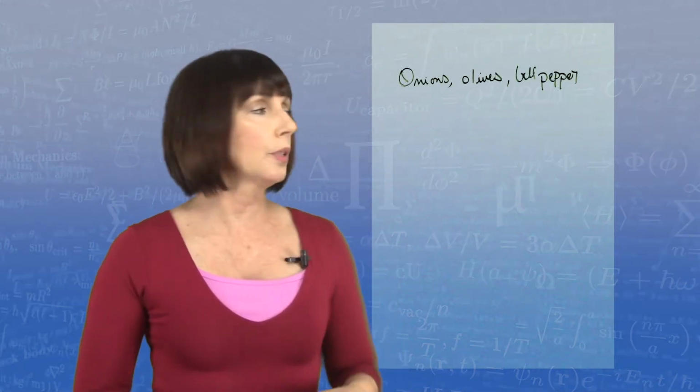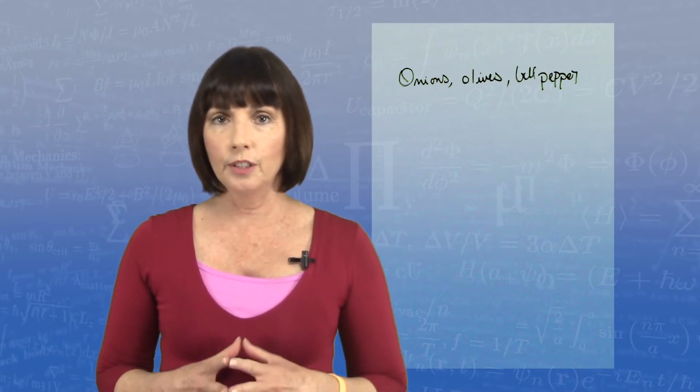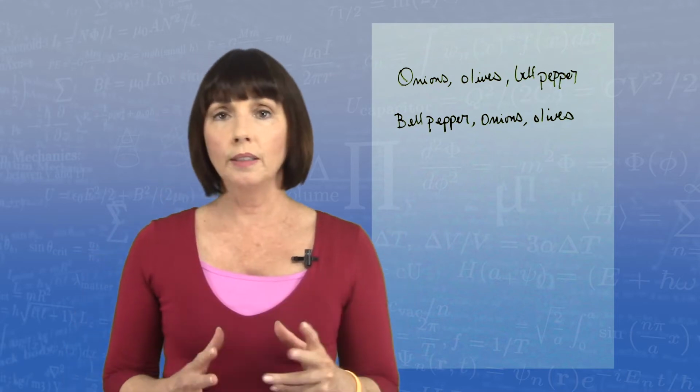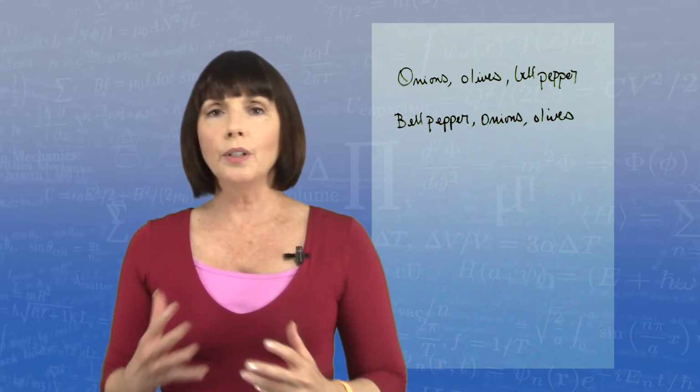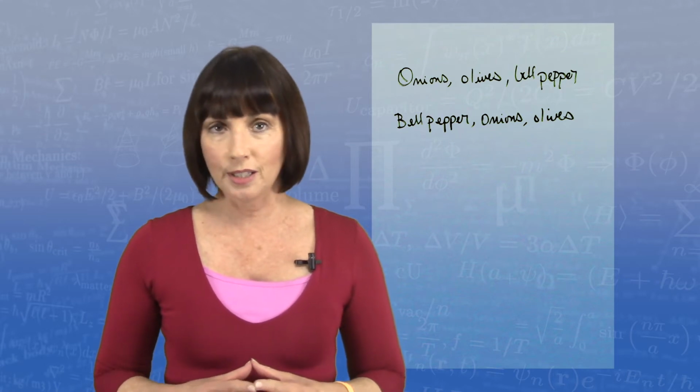Let's say you're ordering a pizza and you can choose 3 out of 8 toppings. If you choose onions, olives, and bell pepper, that isn't different than choosing bell pepper, onions, and olives. The order of the toppings doesn't change the outcome. That's where combinations come in.